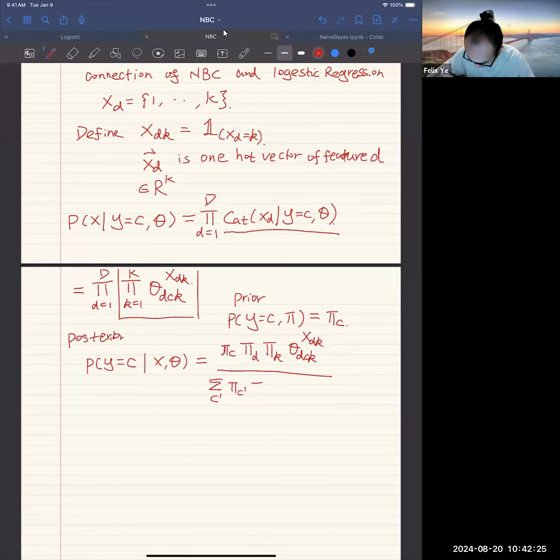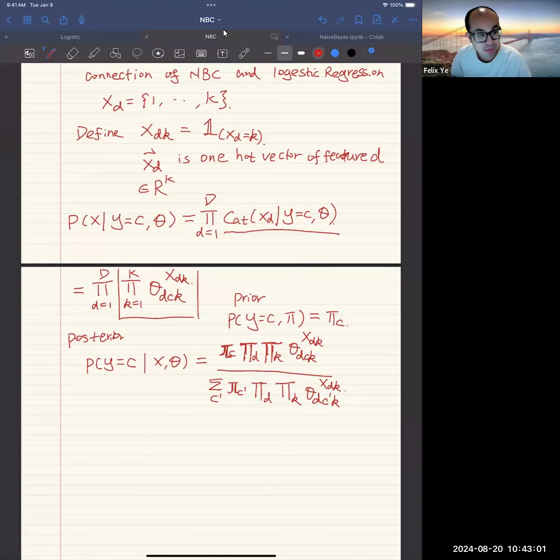This pi is a parameter, and the other is a product. So these are fundamentally two different things, so don't get confused here. The denominator is pi_c prime times the big product over d, big product over k, of theta_dc'k to the power of x_dk. So this is the posterior distribution.